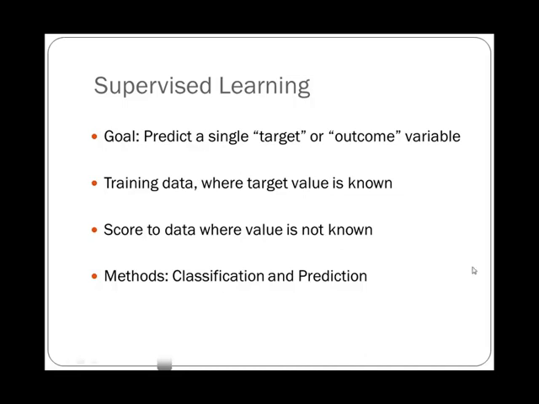So we build our model on our training data, and then we use that model on our new customer when they walk in to determine whether we want to give them a loan or whatever it is that we're interested in determining. And the methods that we use to do this supervised learning are called classification and prediction.